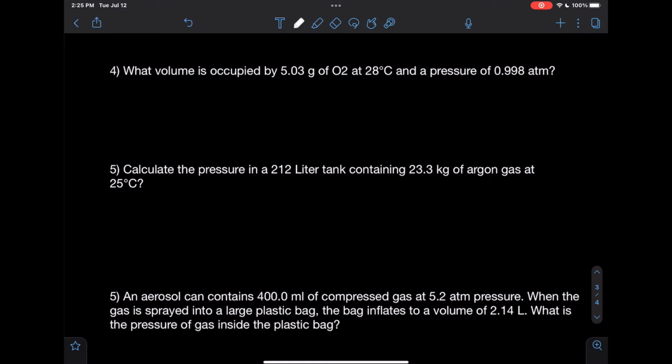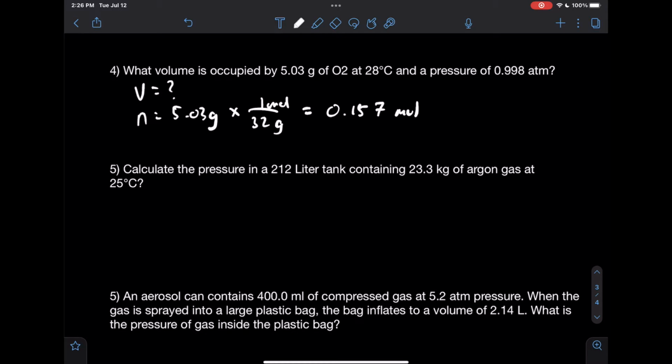The next question is asking what volume is occupied by 5.03 grams of O2 at 25 degrees Celsius and a pressure of 0.998 atm. So we can see that we're trying to find the volume. We know that our n is equal to 5.03 grams, but we need that in moles. So to get that in moles, we need to multiply that by the molar mass of O2, which is 32 grams per mole. And that will equal 0.157 mole.